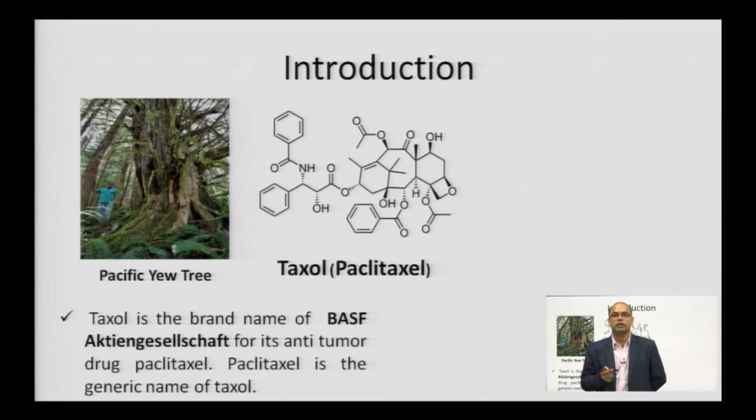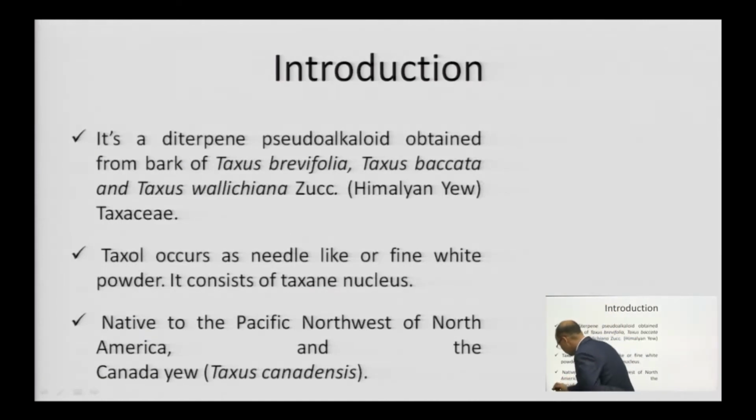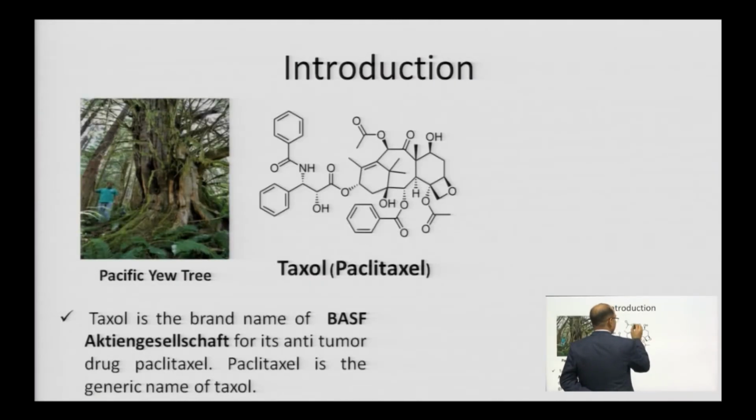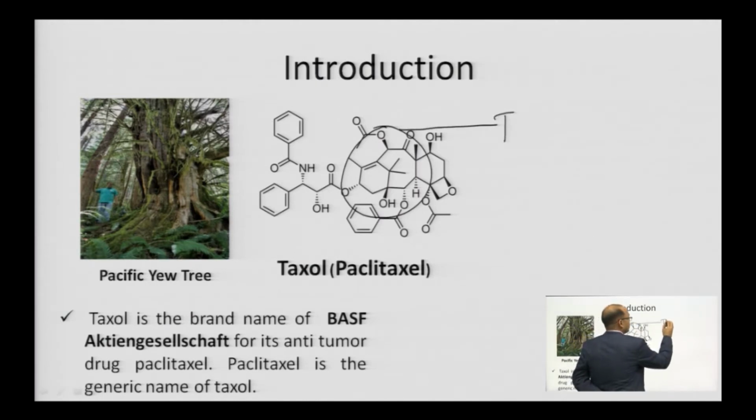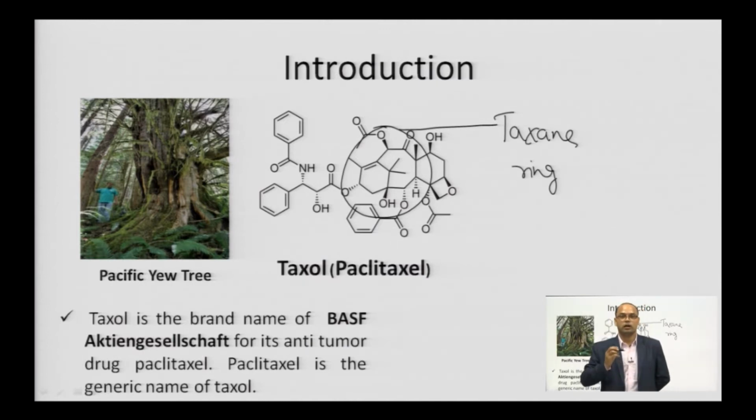So if you can see the structure of Taxol, it is the basic nucleus or the basic ring structure, which is called as taxane ring. So this complex anti-cancer structure is obtained from the Pacific yew tree.